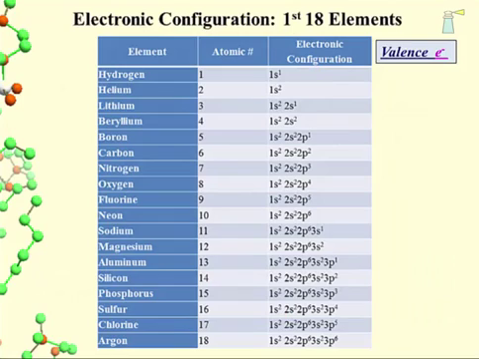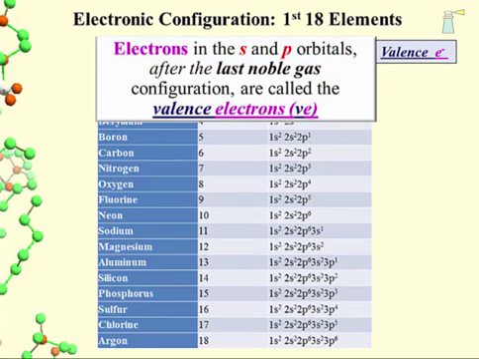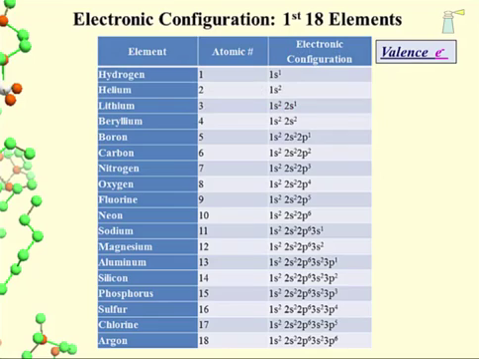Presented here is a list of the first 18 elements along with their electronic configurations. We're going to note the valence electrons for each element. Revisiting the definition, electrons in the s and p orbitals after the last noble gas configuration are called valence electrons. To be clear, we will highlight the noble gas configurations. Helium is the first noble gas, and both of its electrons are called valence electrons, even though they are technically not after a noble gas.